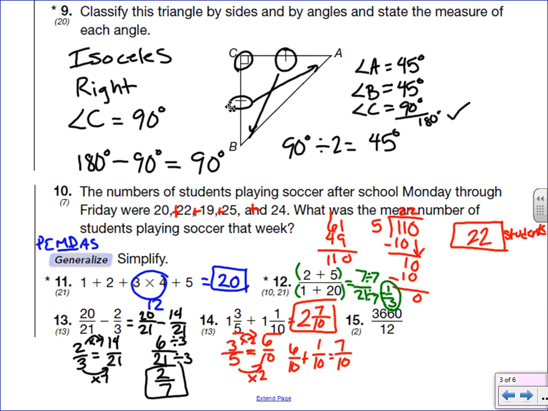And then 3,660 divided by 12. 12 can't go into 3, but it can go into 36 3 times. 3 times 12 is 36. Bring down the 6. 12 can't go into 6, so I put a 0 up there. But it can go into 60 5 times. 5 times 12 is 60. 60 minus 60 is 0. So this is 305.